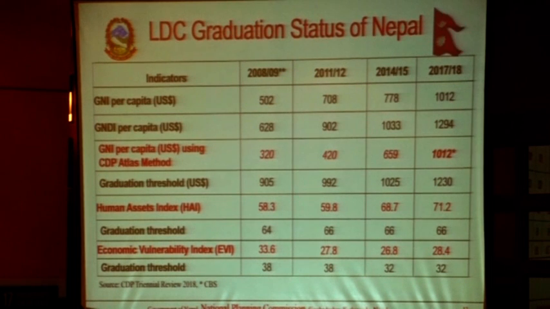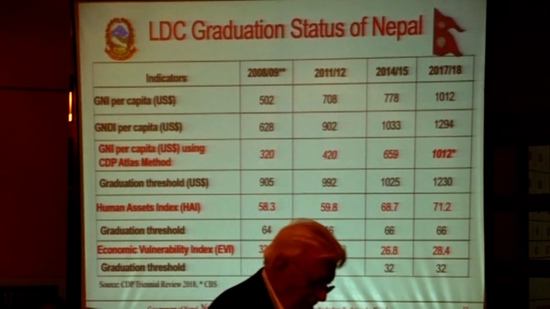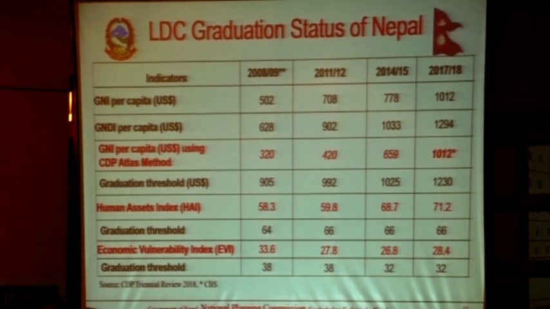Let me move to a slightly different topic: the LDC graduation status of Nepal. If you see, we have technically almost graduated in this triennial review, based on the Human Assets Index and the Economic Vulnerability Index. We achieved these two indicators in both triennial reviews. But our GNI per capita is still low, though it has been increasing in recent days. So maybe we are postponing to the next triennial review, where we may come up with better results.